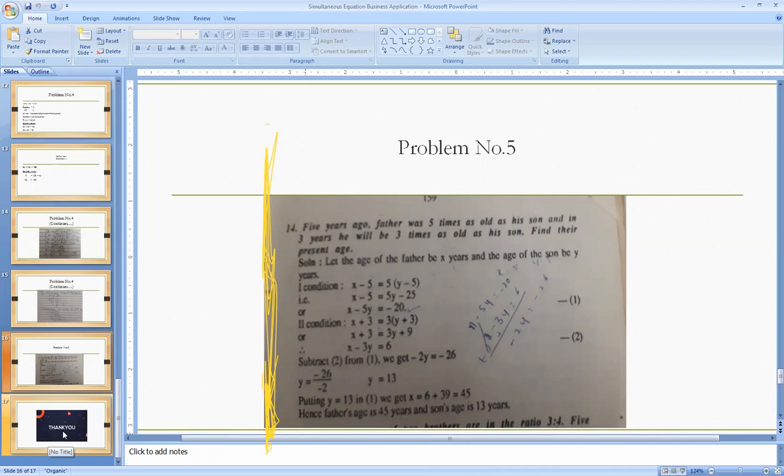One sentence will be given for the before age, one sentence for the after age, which means you have to assume that it belongs to simultaneous equations. So this is how we have to calculate by using the sentences in simultaneous equations.